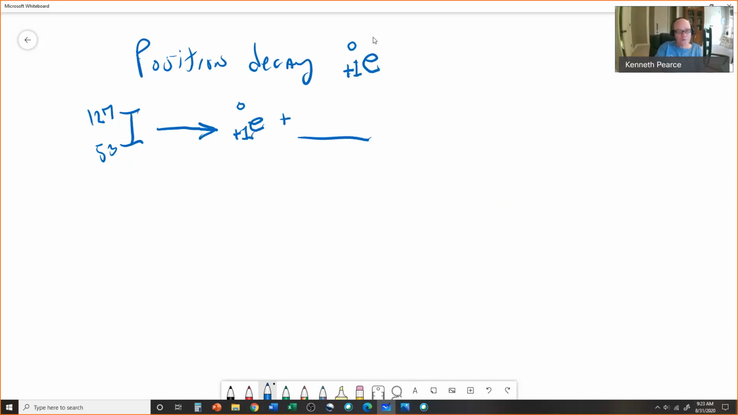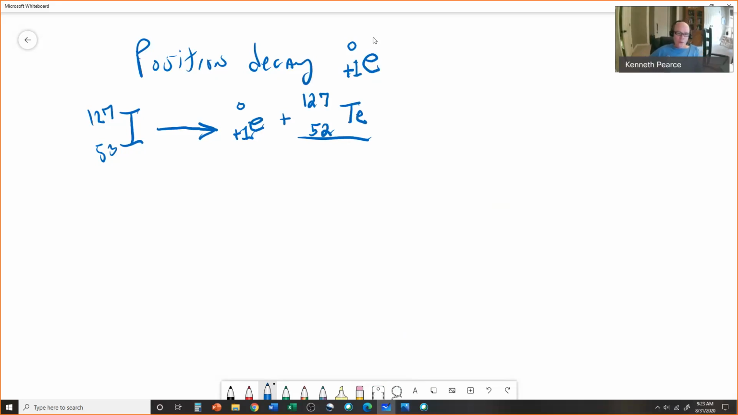And so once again, the top part's easy. 0 plus something gives me 127, and that would be 127. And this time, since it's a +1, then we would have 52 plus 1 gives me 53, iodine. And so now we look on the periodic table, we find element number 52, and it is Te, tellurium.